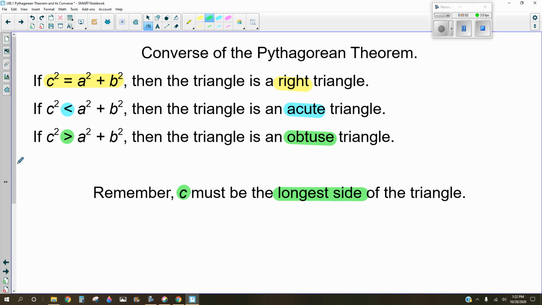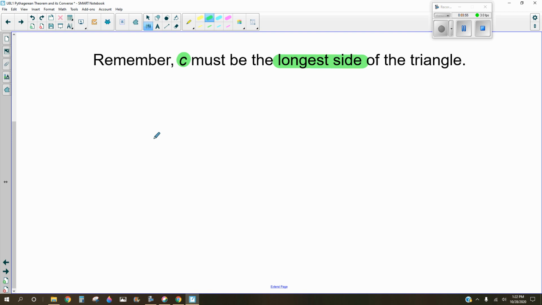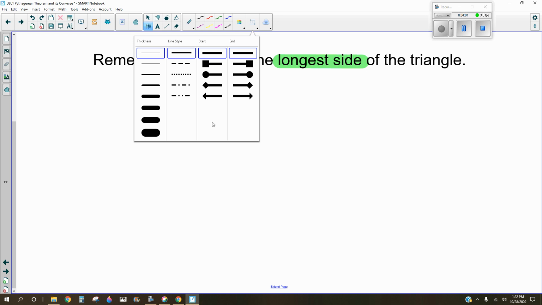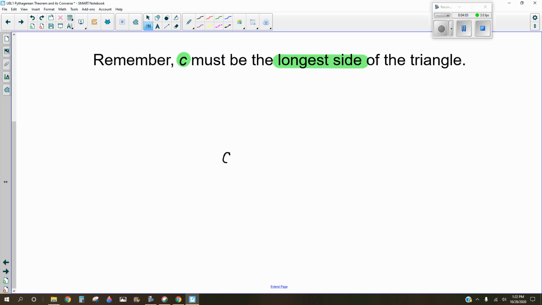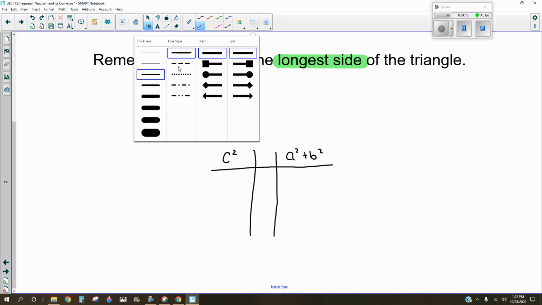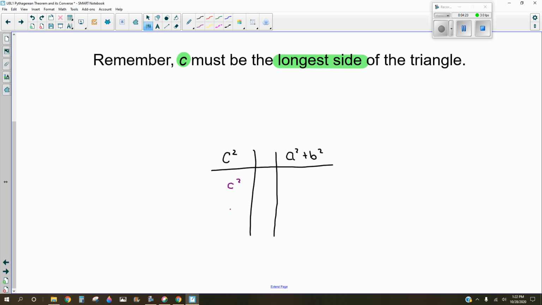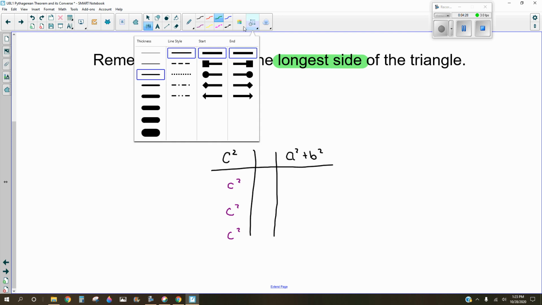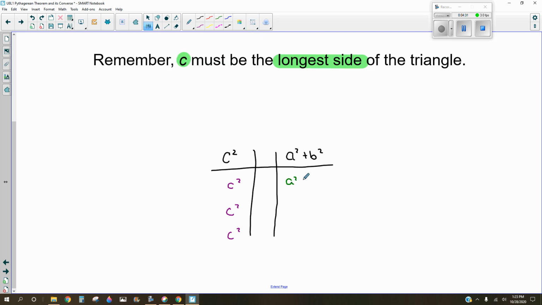So what I'm going to encourage us to do for our problems here is set all our problems up in kind of like a little table. I'm going to have you make a chart for each of our problems, and it's going to look like this. It's going to have C squared over here, and A squared plus B squared over here, and then I want you to draw a little chart where you can put your symbols in. So this side's always going to be the C squared. This is going to be C squared, C squared, C squared. And over here is always going to be your A squared plus B squared.